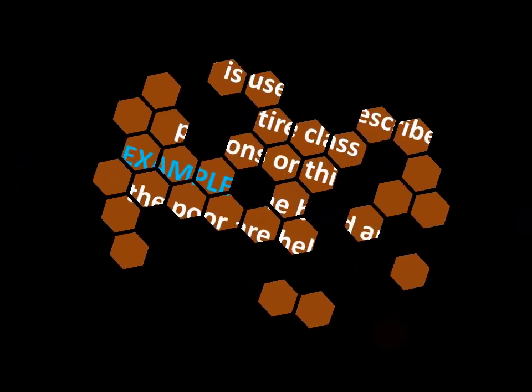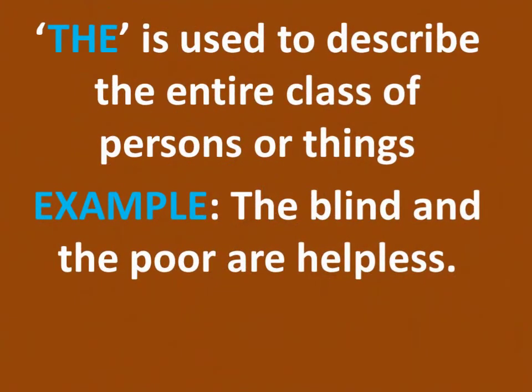Now, the is also used to describe the entire class of persons or things. Entire class. Assuming I have blind people, poor people. Now, in order to express them very well, I will say the blind and the poor. So in the example there we have the blind and the poor are helpless. I couldn't have said blind and poor are helpless. No, I am addressing a class, so I use THE in front of them.